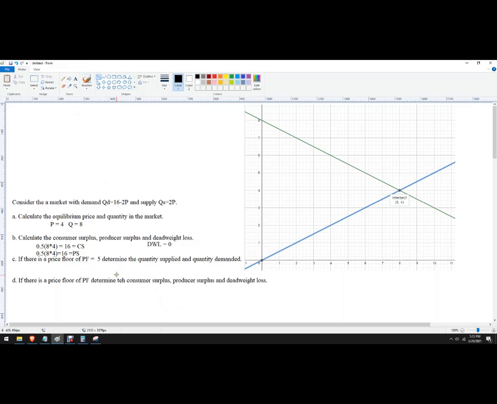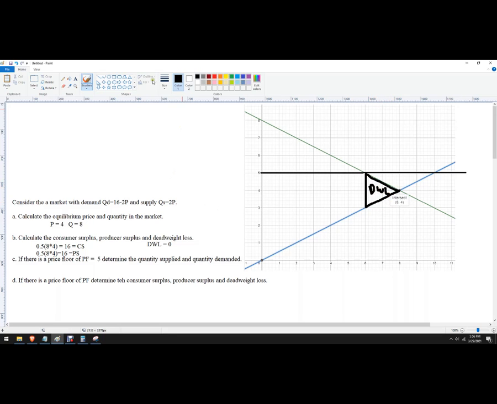Okay, so we're going to throw a price floor on this. So again, you can do this algebraically by plugging in the price of 5 and getting the quantity out there. Or I'm just going to draw a line on this graph right here. Okay, so right here, that's our price floor. So now we are going to have a deadweight loss. Okay, it's the loss in efficiency away from equilibrium. So it's going to be this right here. This is deadweight loss.